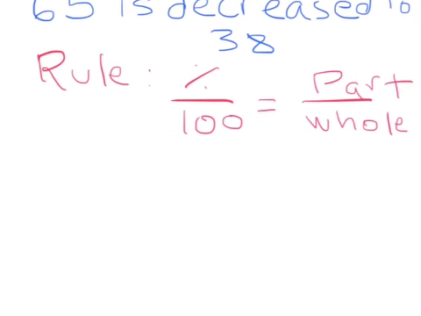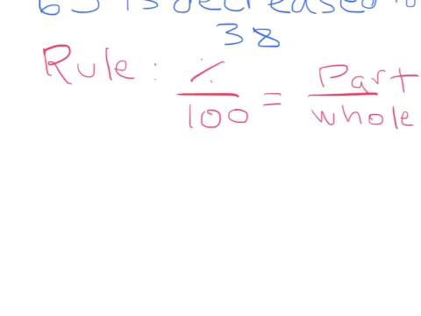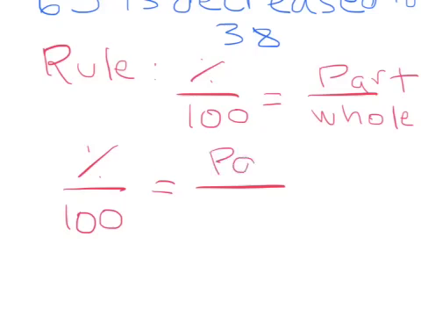What I want you to remember, guys, is percent over 100 is equal to part over whole. This is what I'm going to change a little bit to make it easier for you to understand. The part is going to stay part. But the whole, I'm going to name it now: part over original. So remember, the bottom is going to be the original.